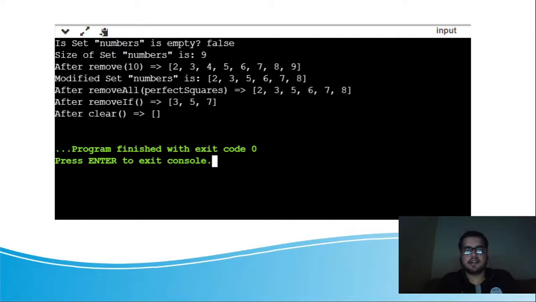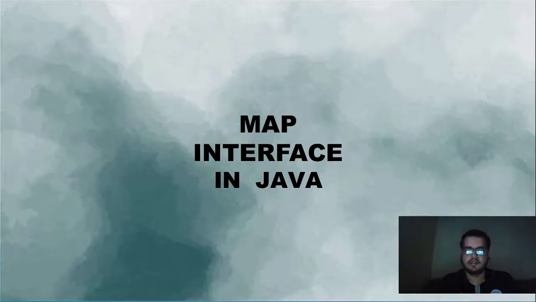The second is the size of the set, which is 9. After removing 10, you can see 10 is removed. And after removeAll of perfect squares, you can see 4 and 9 are removed successfully. After that, all the elements divisible by 2 are removed, like 2, 6, 8. And after the clear method, all the elements are deleted. So that's how the hash set is explained and implemented.